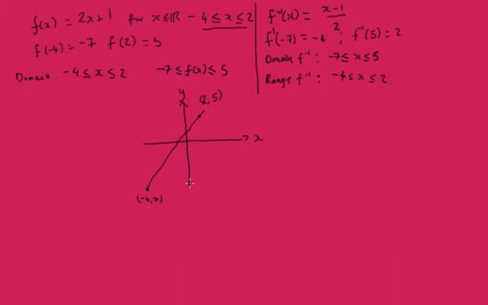So minus 7 is going to be over here, a bit longer. Minus 7, minus 4, so it's going to be down here somewhere. This is minus 7, minus 4, and then we're going to have over here 5, 2. Go through here.